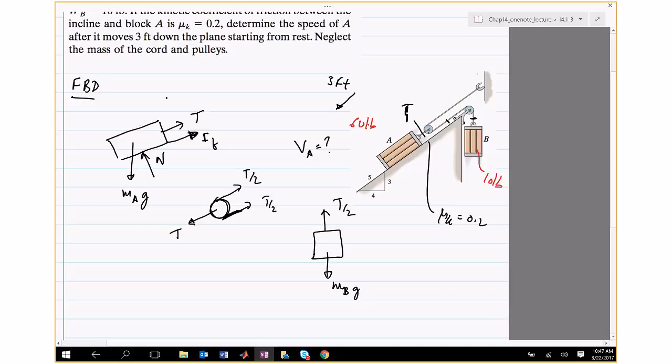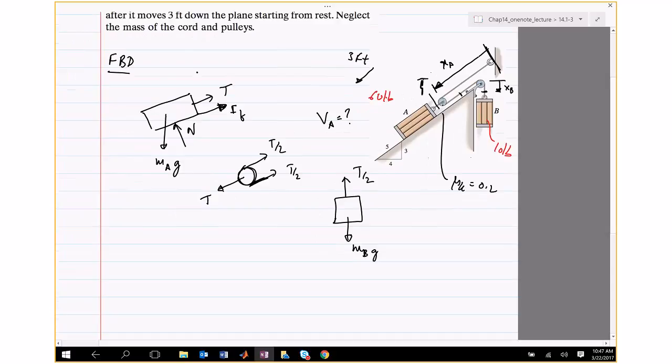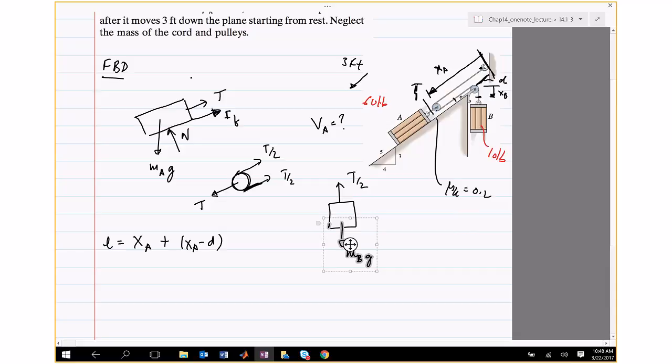Assume a datum, choose xA, choose xB, and then try to find a relation between the length and xA and xB. So length of the string is xA, and this distance is going to be fixed. Let's call this distance D. Okay, that's not going to change. When this thing moves, D is going to be fixed. So xA plus xA minus D. Okay, so that gives me the length of this string here, all the way from here back to there, plus xB is constant, right? So then if I differentiate, I get 2 xA dot is minus xB dot.